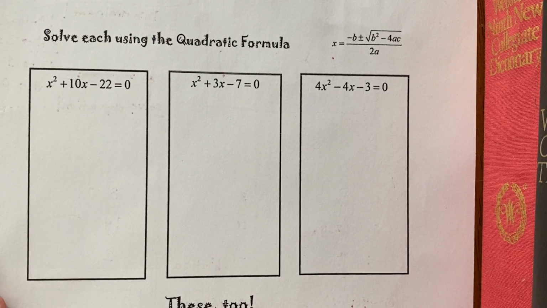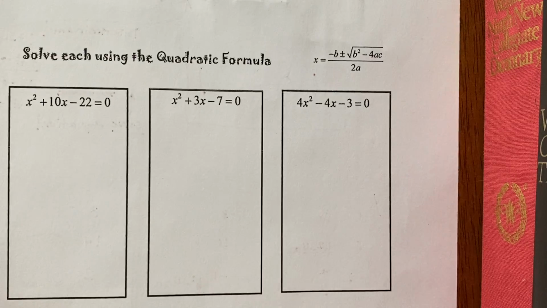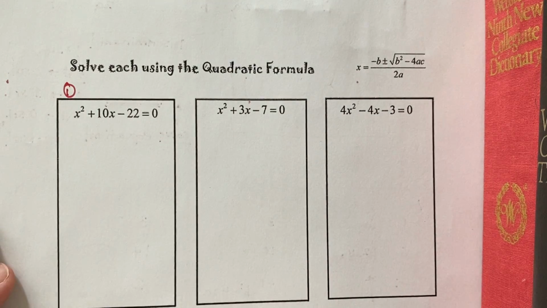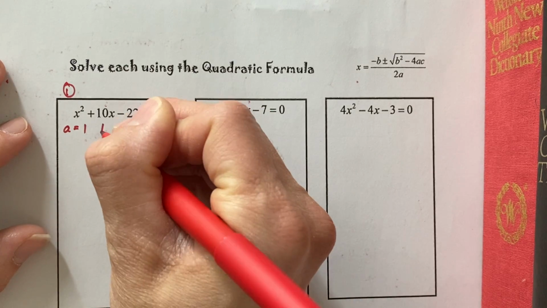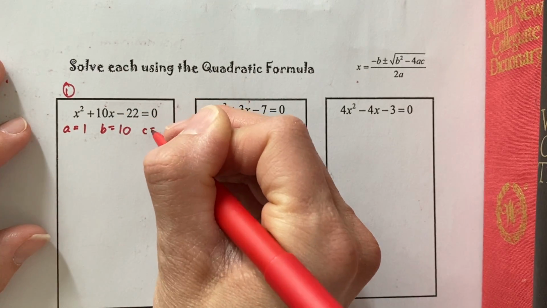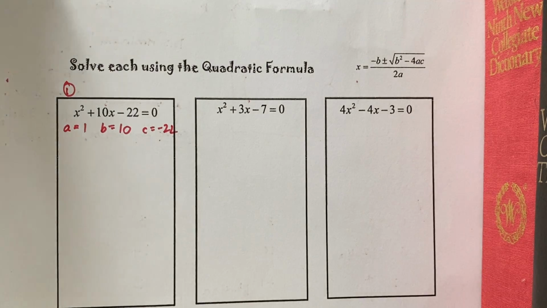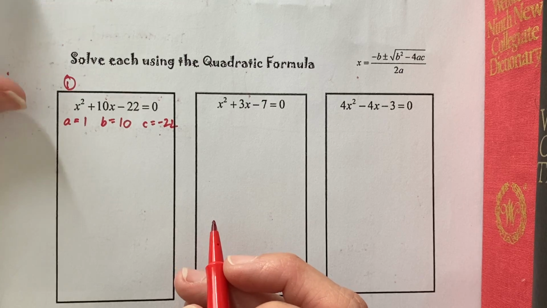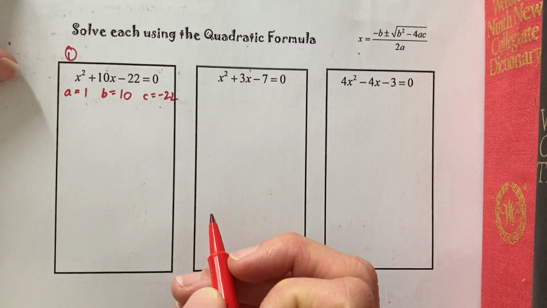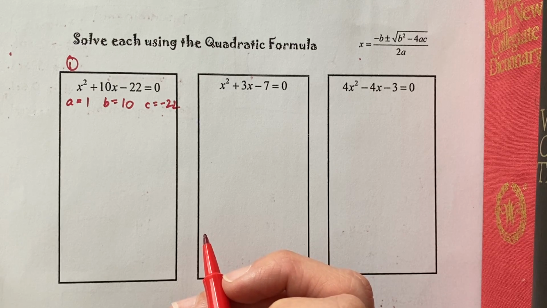So let's take a look at this one right here. Okay, we'll just start in order. So A is 1, B is 10, C is negative 22. Okay, and again, you can find the discriminant first, which is what I would suggest you do. But if you don't want to, you don't have to. So I'll show this both ways.